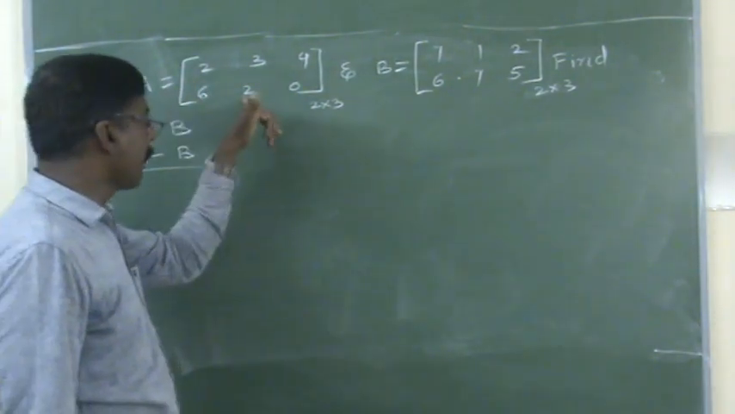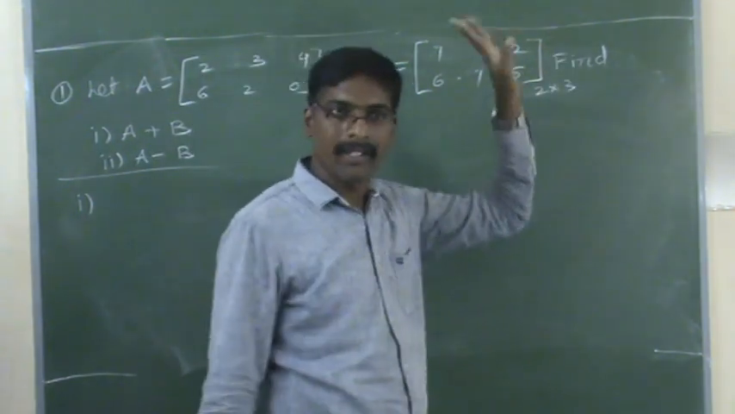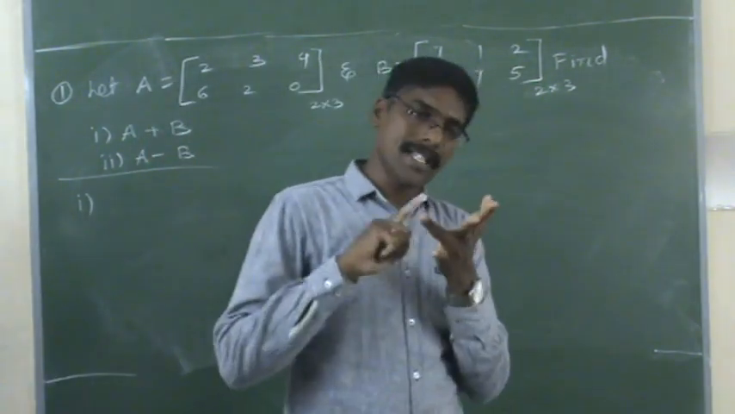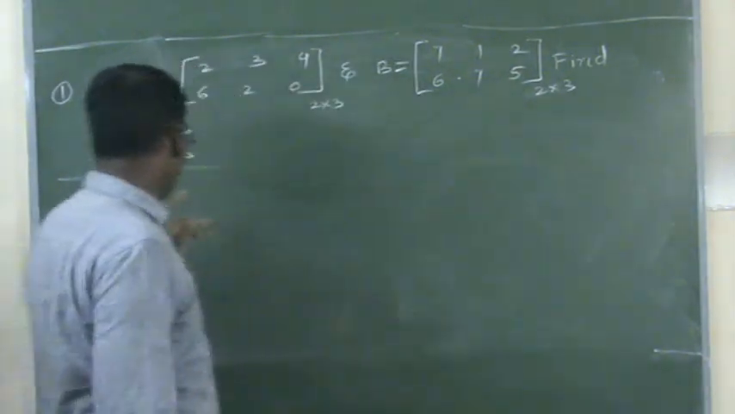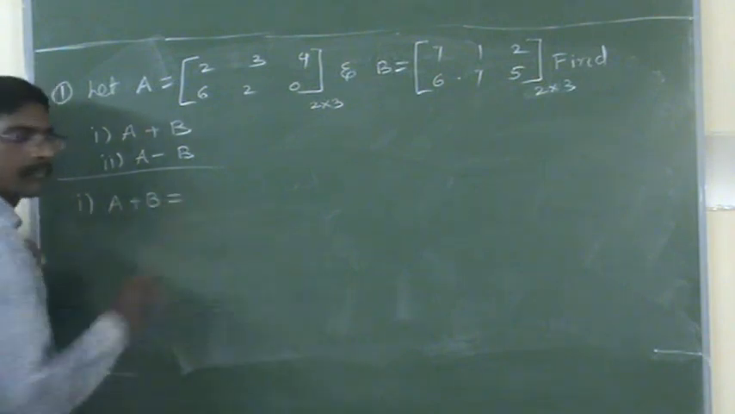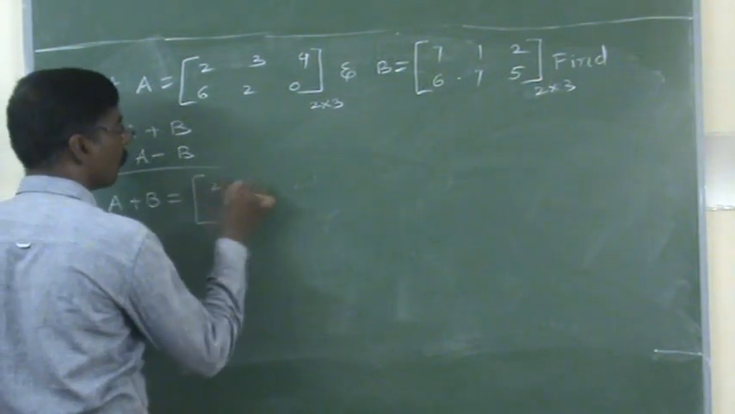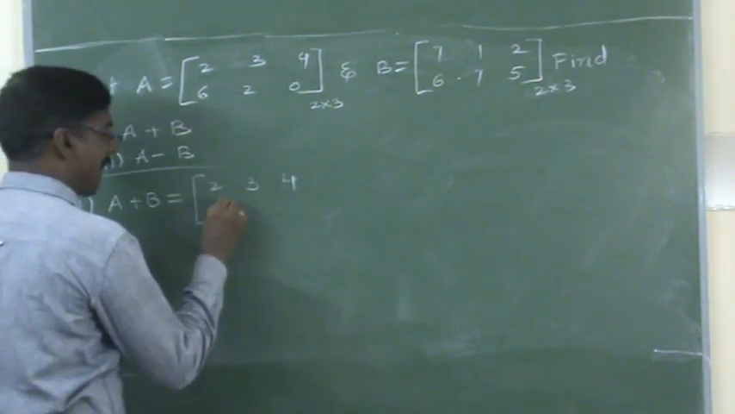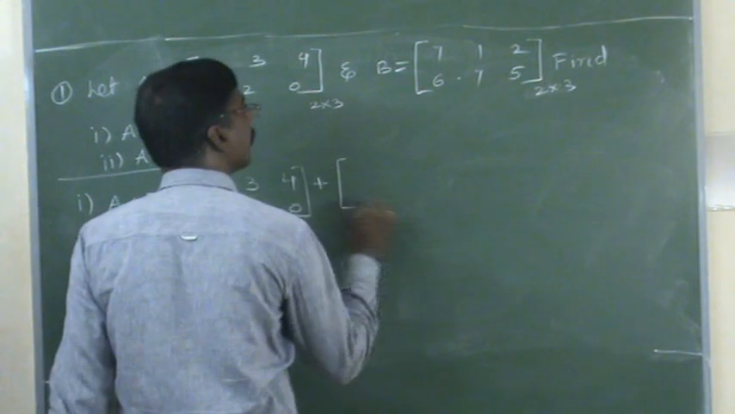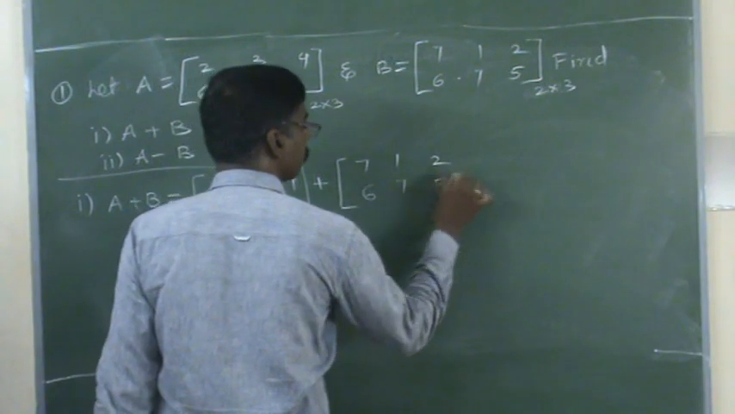See here, matrix A order is 2 rows, 3 columns, 2 by 3. Matrix B order is 2 rows, 3 columns, 2 by 3. Yes, their orders are the same. Whenever their orders are the same, addition of the two matrices is possible, and subtraction of the two matrices is also possible. Then coming to the first example problem, A plus B. Matrix A is 2, 3, 4, 6, 2, 0, plus matrix B, which is 7, 1, 2, 6, 7, 5.